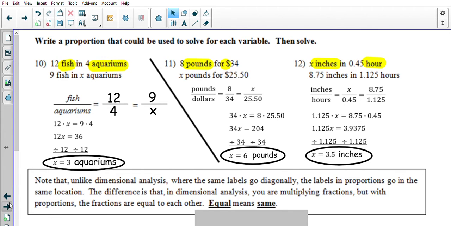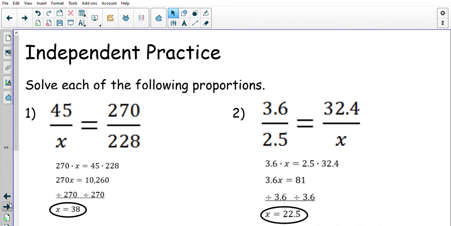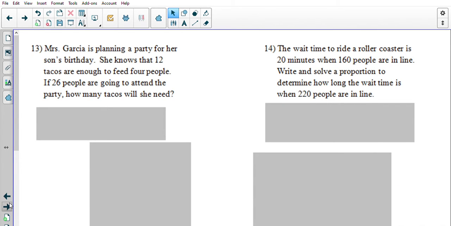All right, so those are really straightforward word problems, but we often see ones that are more like actual word problems like these. So let's take a look at these step by step. Number 13, Mrs. Garcia is planning a party for her son's birthday. She knows that 12 tacos are enough to feed 4 people. If 26 people are going to attend the party, how many tacos will she need?